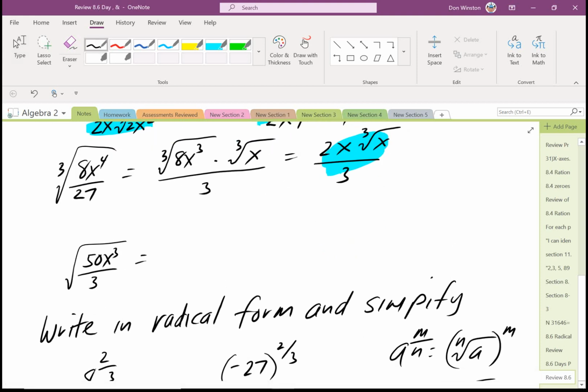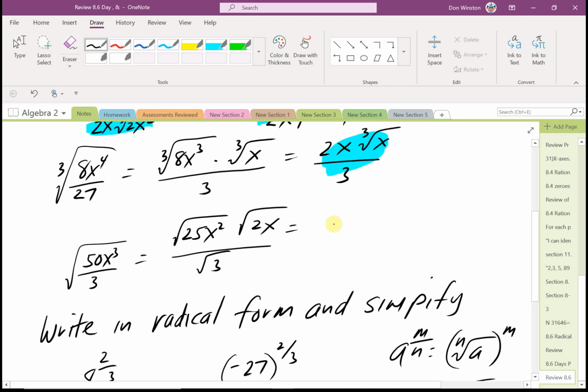And then the next one, the square root of 50x to the 3rd over the square root of 3. So I'll break this up, the square root of 25x to the 2nd, times the square root of 2x, because 2 times 25 is 50, and x to the 1st times x to the 2nd is x to the 3rd. And so this will equal, let's see here, 5x, because the square root of 25 is 5 and the square root of x squared is x, times root 2x over root 3. And now I have to rationalize the denominator.